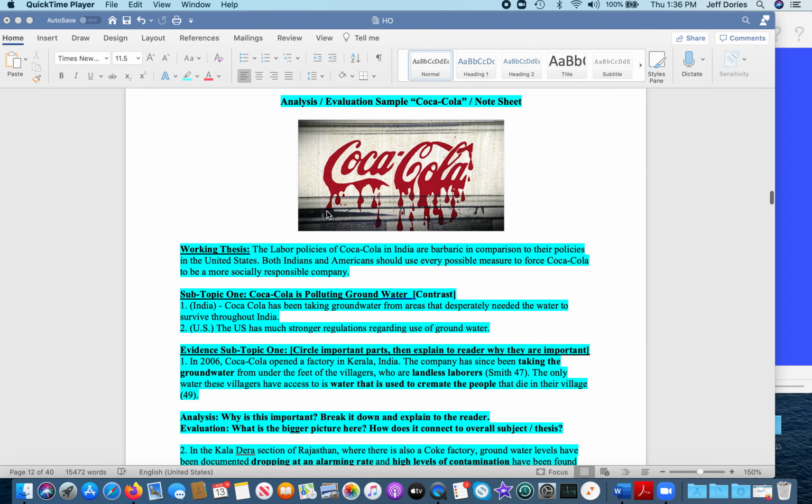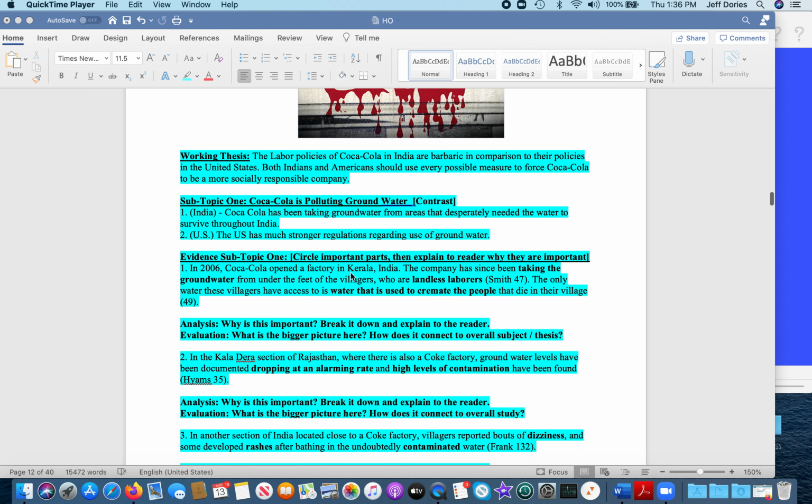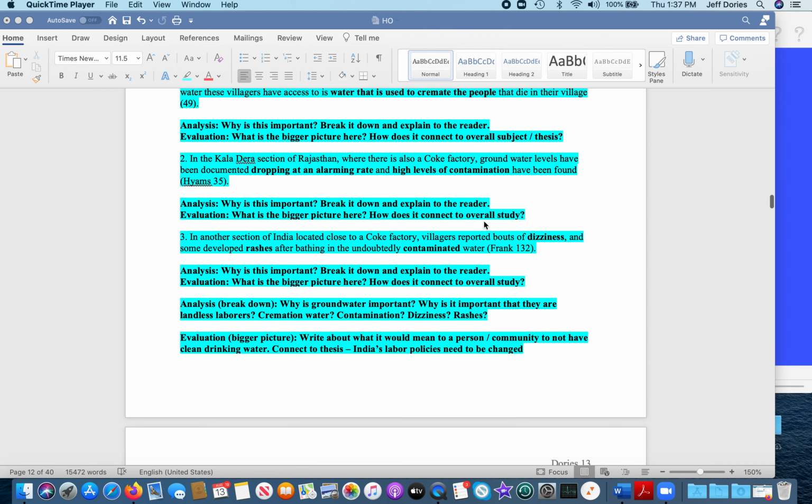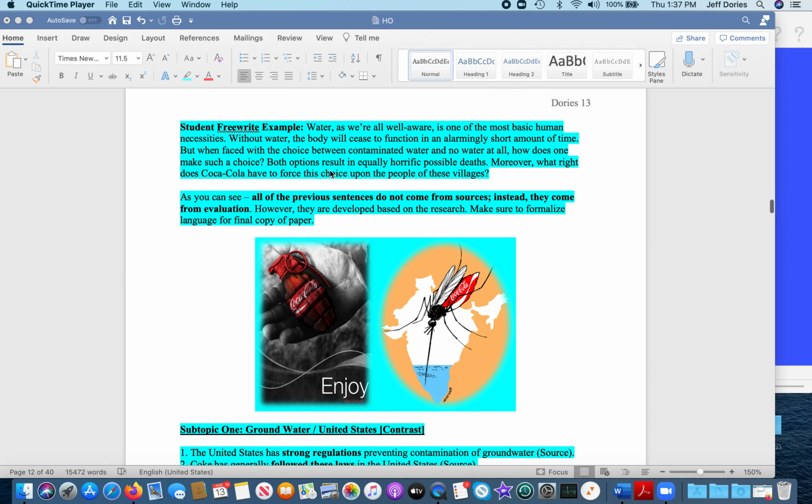Okay, so last time we went through an outline that a student had. We looked at these were the evidence sentences. They circled or highlighted or bolded the important parts. And then we broke down why things like landless laborers would be important, that they don't have power, and you need to explain that to your reader. Think of them as your jury that you're explaining it to. And we went through a lot of examples of that.